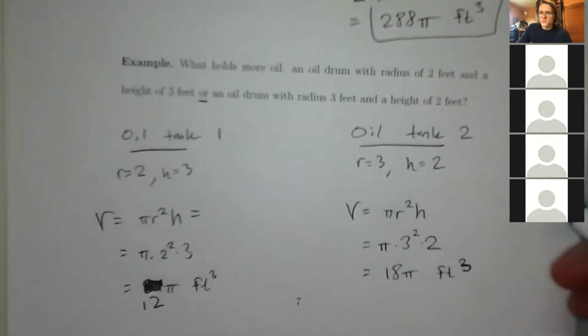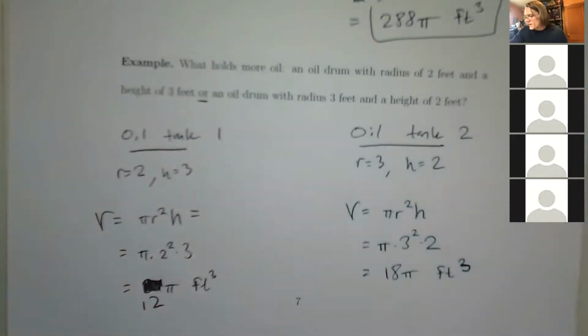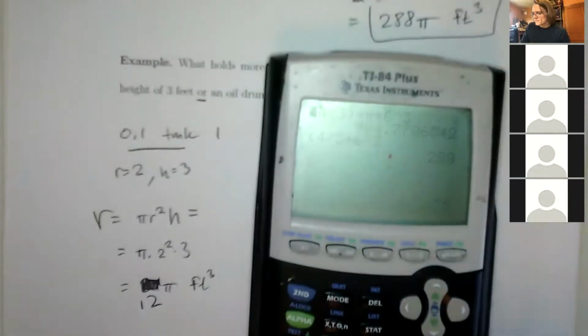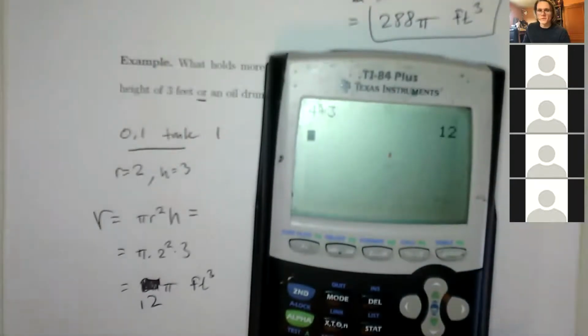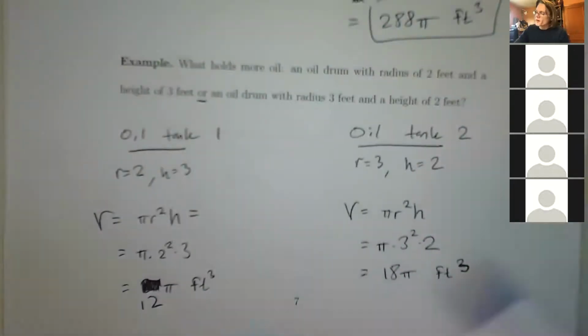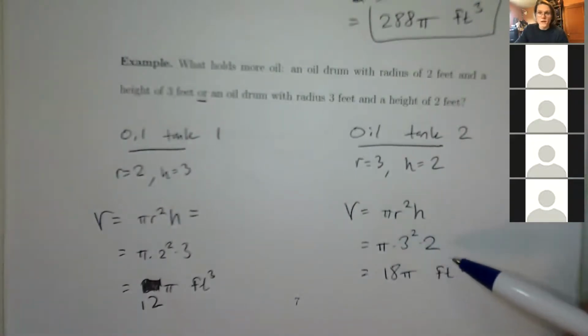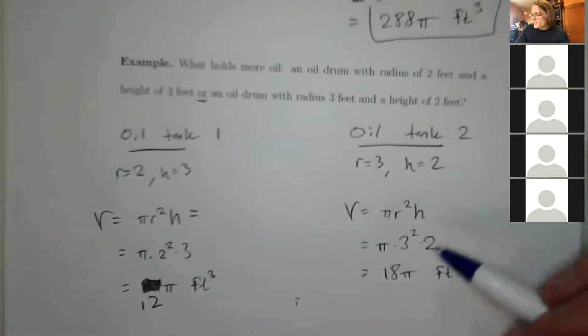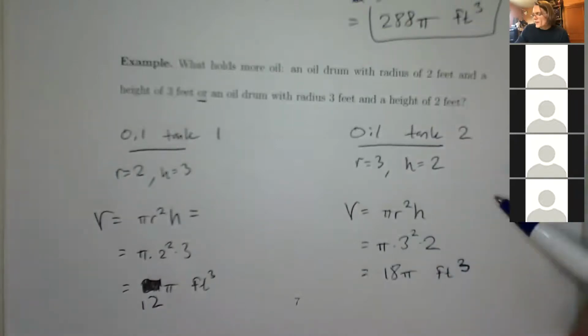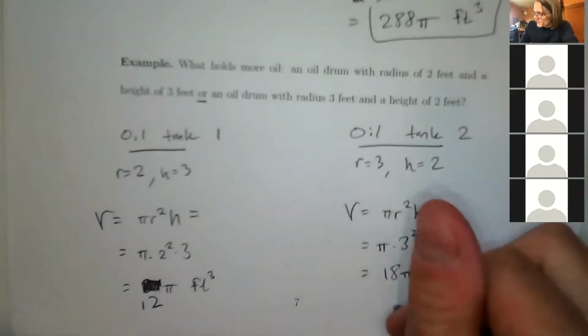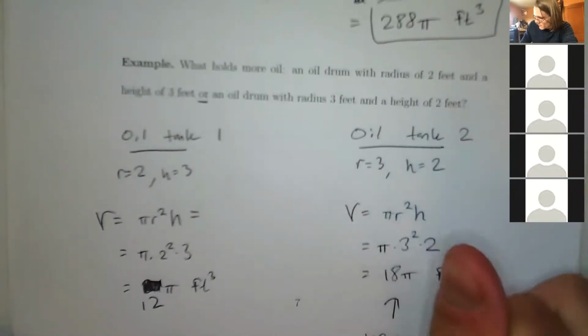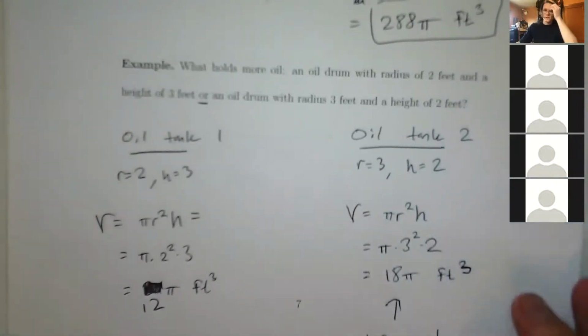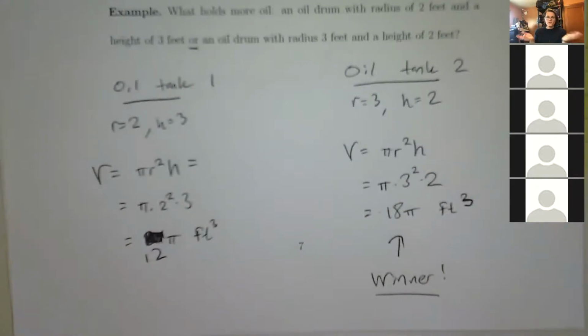All the units should be cubed. But yeah, sorry. So 4 times 3 is 12. This goes back to my 8 times 6 situation. It's 12. And then this one's 4 times 2, or 9 times 2. Wow, I'm really off my kilter today. It's 9 times 2, which is 18. Pretty sure about that. Anyway, so oil tank 2 is the winner. So that's the one that holds more oil.